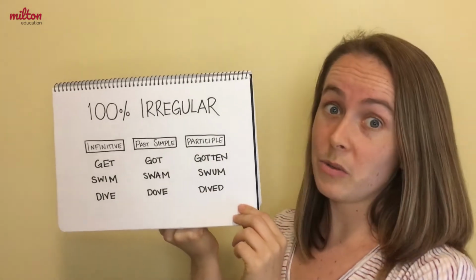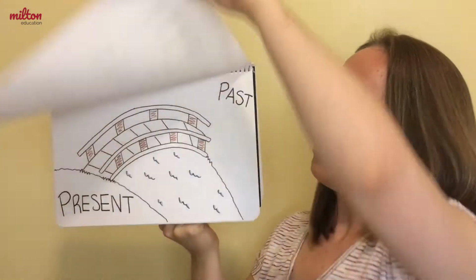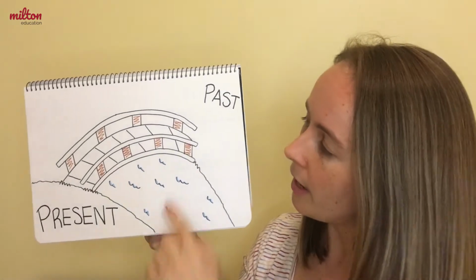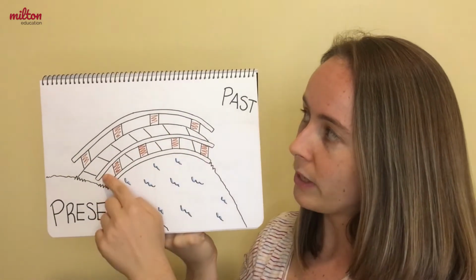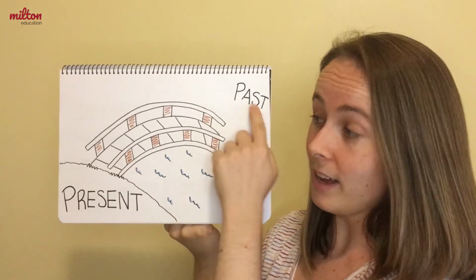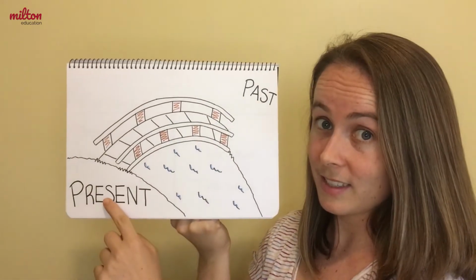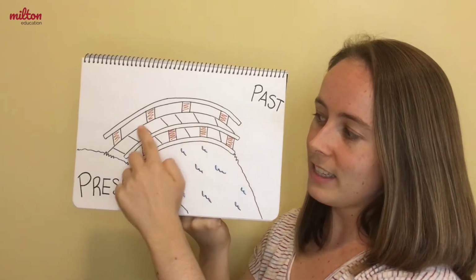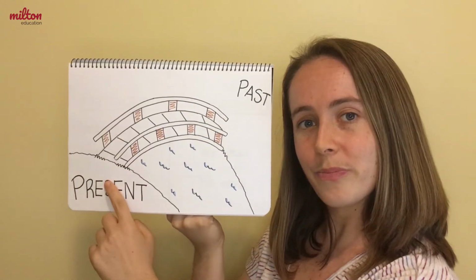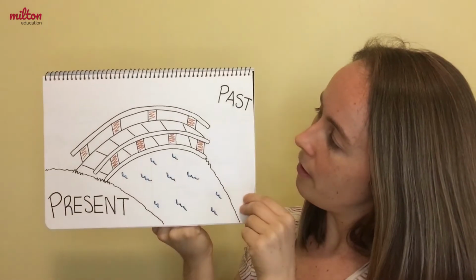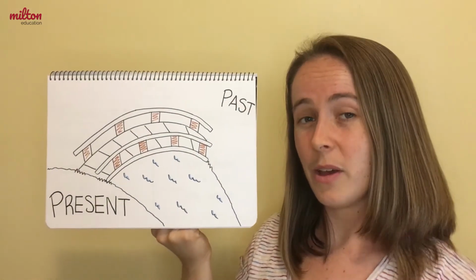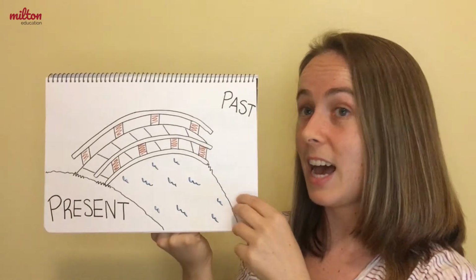When do we use the present perfect? Well, we can think of the present perfect like a bridge. This bridge connects the past to the present. Actions that start in the past that continue to now. To understand what this means, we have to think about time.